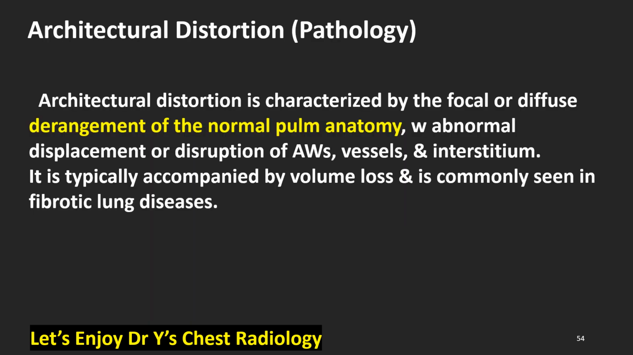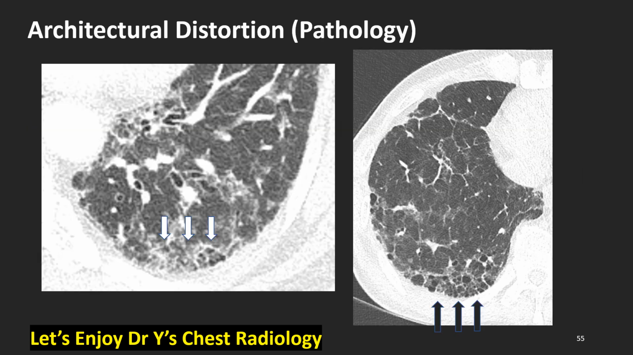Architectural distortion pathology. Architectural distortion is characterized by focal or diffuse derangement of the normal pulmonary anatomy, with abnormal displacement or disruption of airways, vessels, and interstitium. It is typically accompanied by volume loss and is commonly seen in fibrotic lung diseases. Arrows indicate the architectural distortion in thin section lung window settings of ILD patients.